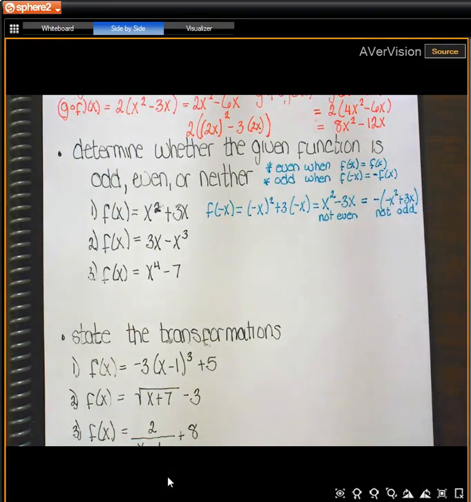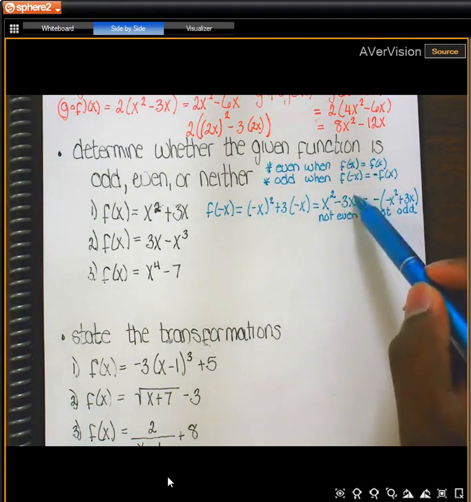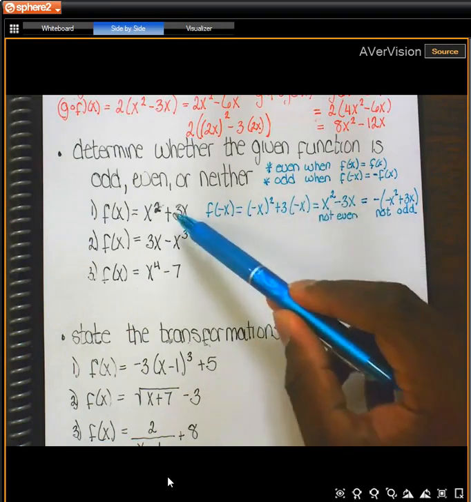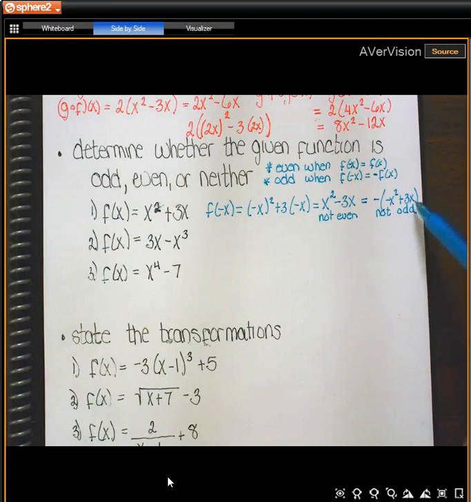So plug in the negatives and simplify. First thing to check is if it's the same as the original. If it is, then it's even. If it's not, then we check to see if it's odd. To check to see if it's odd, we have to factor out a negative. If whatever is left on the inside is the same as the original, then it's odd. If it's not, then it's neither. Make sense?